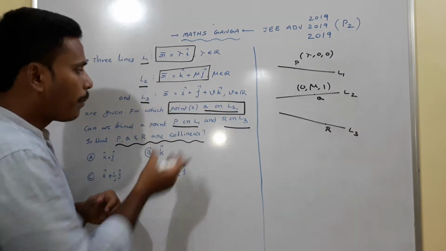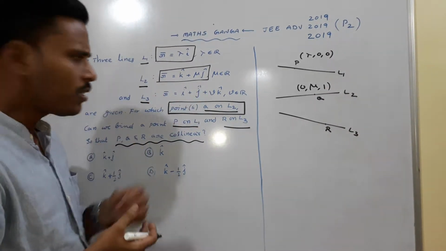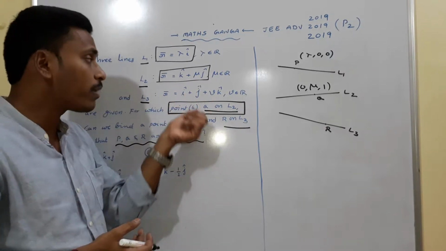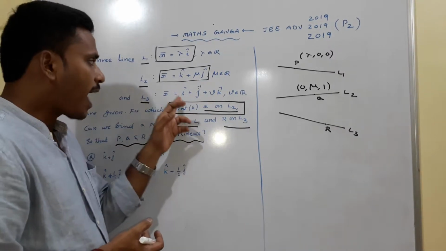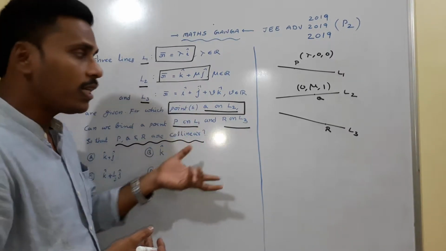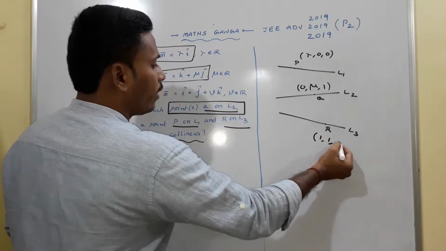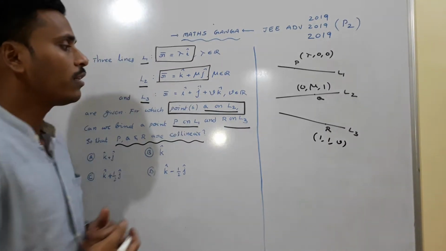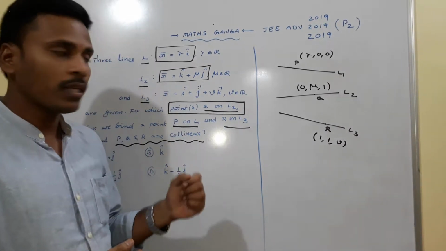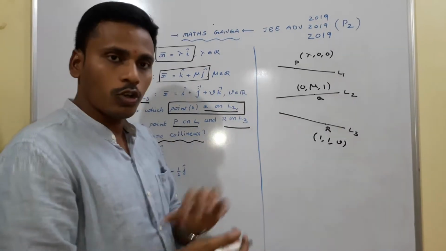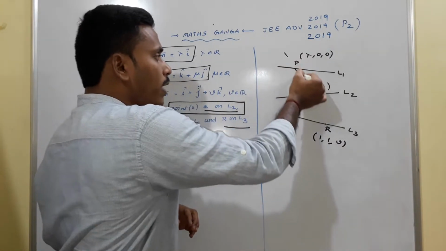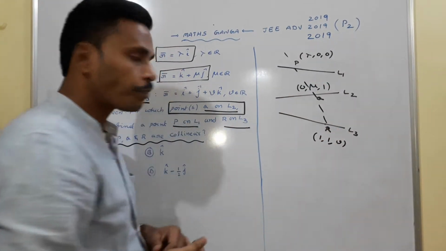Now coming to R on L3. R is given as i plus j plus mu k, so the general point on L3 is (1, 1, mu). They mentioned that these 3 points are collinear. Since these 3 points are collinear, what can we say?